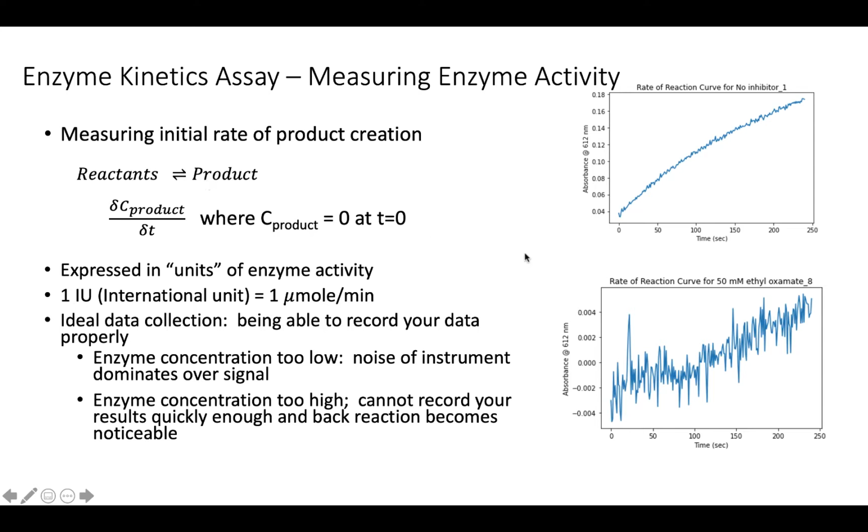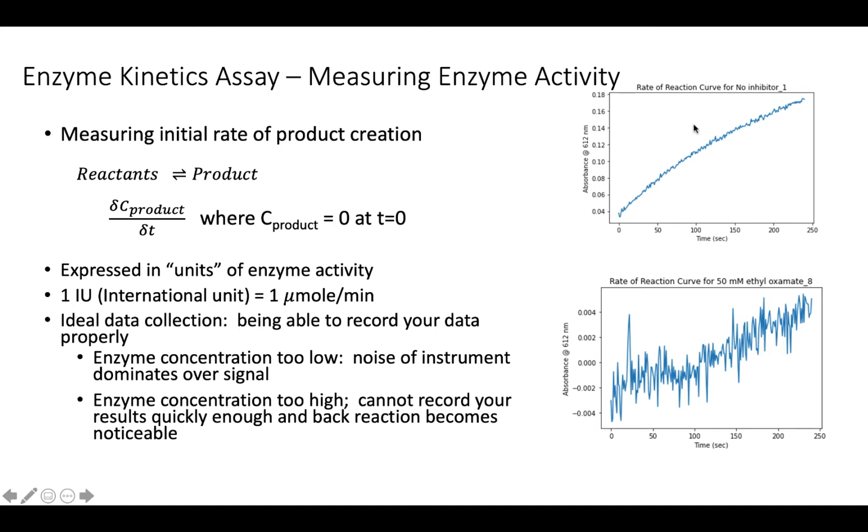And this initial rate of change is where the reactants are fully going to product. You don't have the reverse reaction of product going to reactant going on initially, due to Le Chatelier's principle. So we measure the rate of change of product over time, where what we're measuring is the concentration of the product. We start at the point where time is equal to 0 and product is equal to 0, and measure the initial rate.